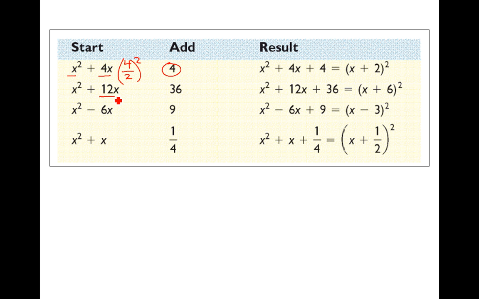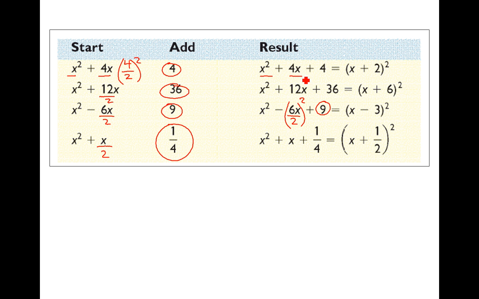Half of 12 is 6. 6 squared is 36. Half of 6 is 3. 3 squared is 9. Half of 1 is a half. A half squared is a fourth. So what we're always going to do to complete the square is take half of your b term, square it, and that's what we're going to add on. Because if we do that, we'll end up with a perfect square.